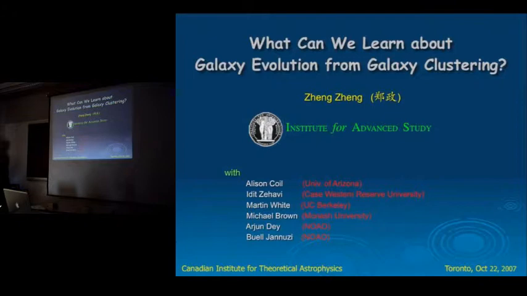So Zheng has worked mostly on galaxy clustering. He has also looked at several aspects of 21 centimeter emission, Lyman alpha emission, and weak lensing and microlensing. So today he's going to tell us what we can learn about galaxy evolution from clustering.